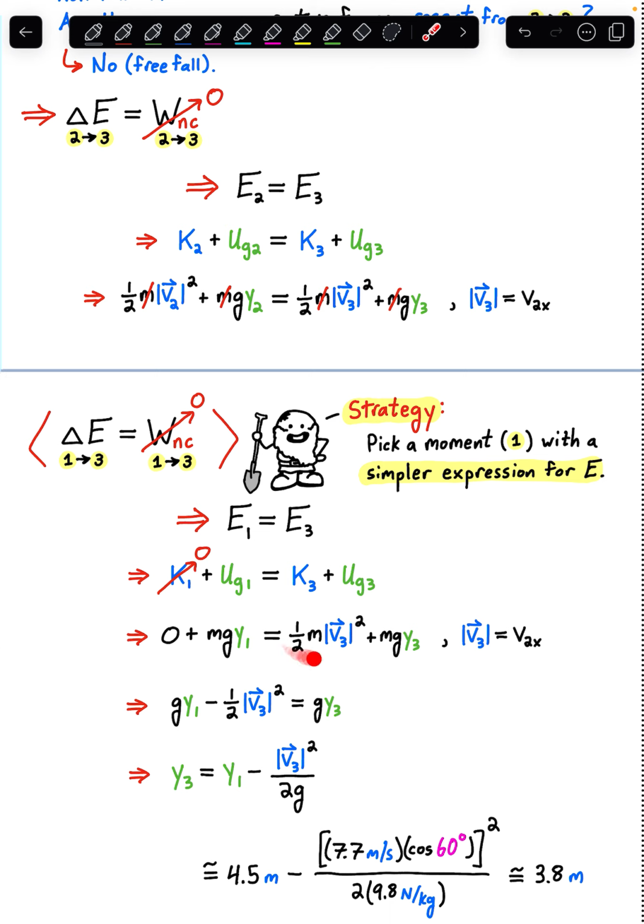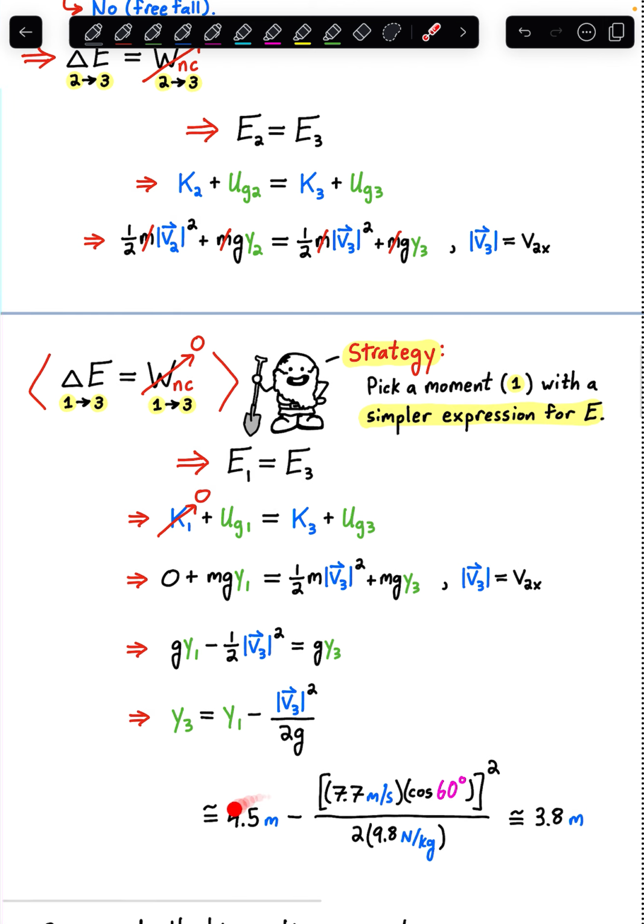Here's E3 on the right. That's the same as with our previous approach, the 2 to 3 approach. But now our 1 to 3 approach has just one term over here instead of 2, which makes our algebra considerably easier. We're going to then rearrange this to get y3 by itself in a few lines. Gets us to this expression here, plug in our given numerical values, including for v3 here, v2x, using the speed at v2 times cosine of 60 degrees to get that v2x, and we get our height at moment 3. There's the answer that we want.